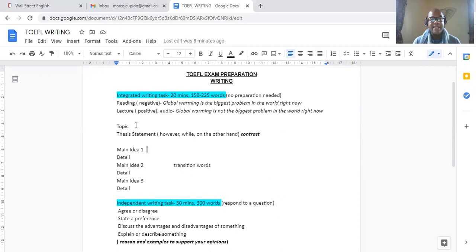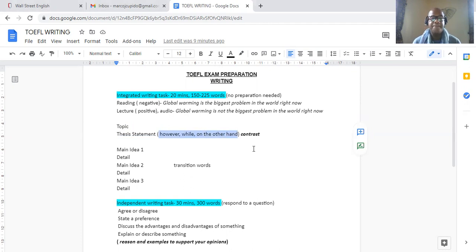When we integrate, that is when we come up by listening and reading, you will identify or establish what the topic is, and then you come to the thesis statement. What is the thesis statement? That is somehow like an introduction that will be telling you more of what your reader can expect. For example, in my case, global warming is the biggest problem in the world right now. However, you will be using transition words as well, just to show the contrast between the two.